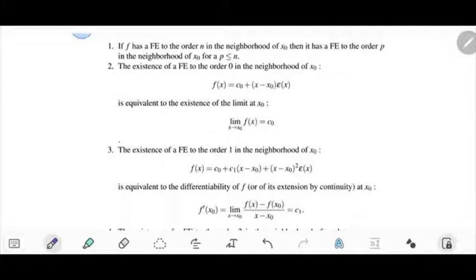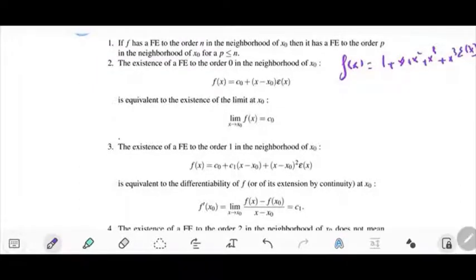If a function f has a finite expansion to the order n in the neighborhood of x0, then it has a finite expansion to the order p in the neighborhood of x0 for any p less than n. Of course, because if f of x can be written, taking an example like 1 plus x plus x2 plus x3 epsilon of x, then I can write f of x equal to 1 plus x times x plus x2 plus x2 epsilon of x.